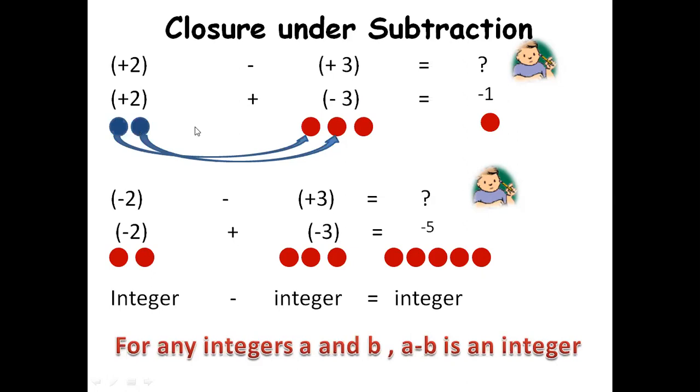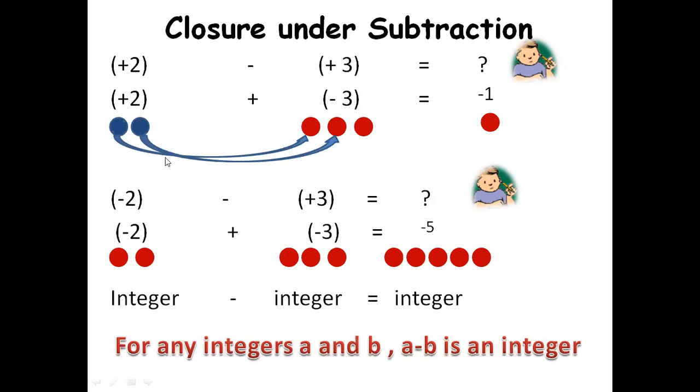Now take +2 coins and -3 coins. So here +1 and -1 becomes 0, and another +1 and -1 becomes 0. So the answer is -1. Take another example. -2 minus +3. +3 to be subtracted from -2. So the number to be subtracted, +3, change the sign, -3, and then add. So -2 plus -3. Take 2 negative coins, 3 negative coins. So there are 5 negative coins. So the answer is -5.